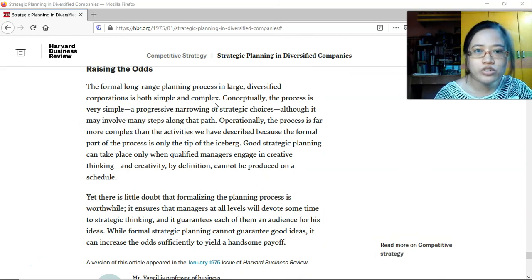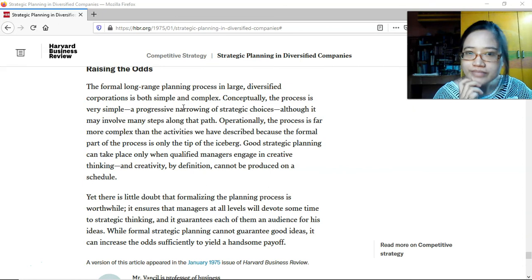The formal long-range planning process in large diversified corporations is both simple and complex. Simple kasi normally if you have your written handbook, yun na yun. Pero complex kasi minsan you have all these people saying different things and you have to negotiate, you have to communicate. I think the communication yun yung complex doon normally. Conceptually, the process is very simple, a progressive narrowing of strategic choices, although it may involve many steps along that path.